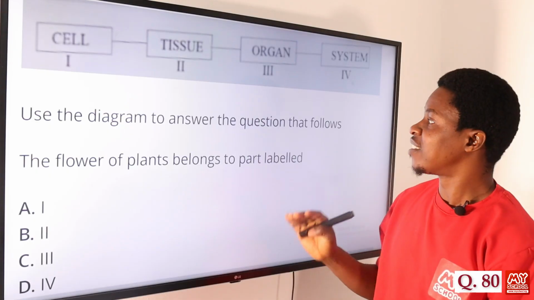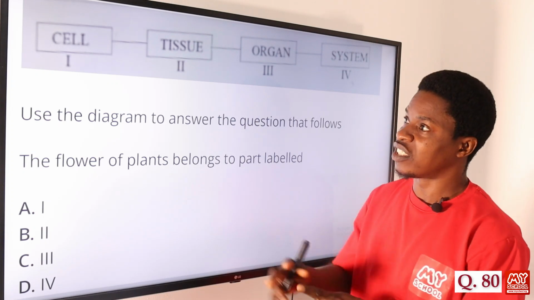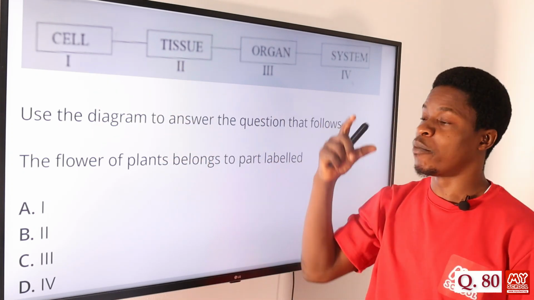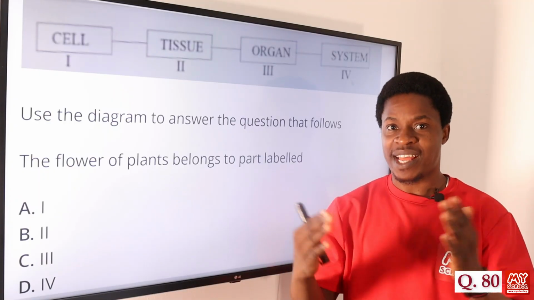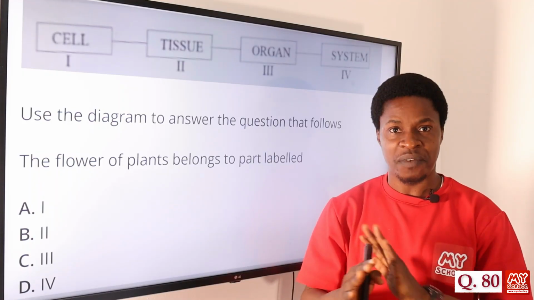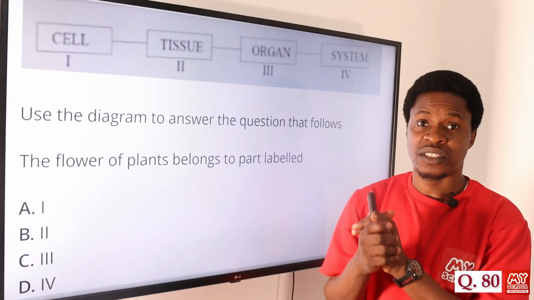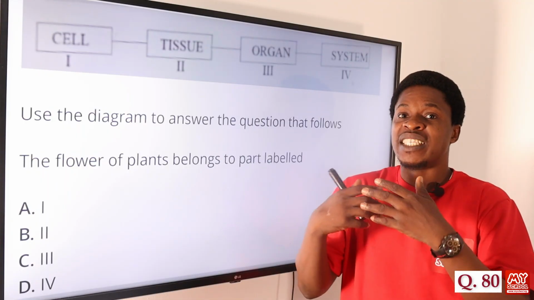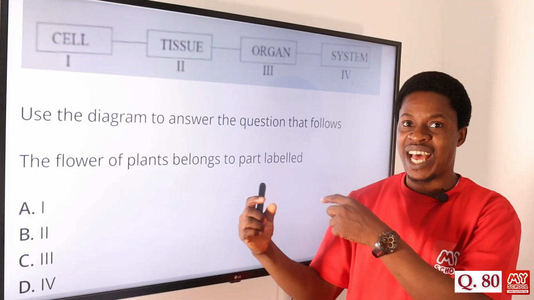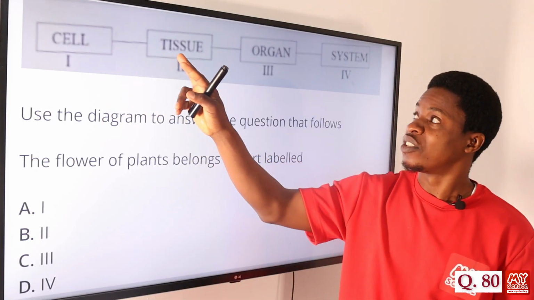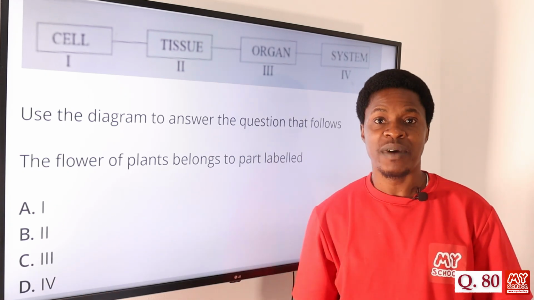So use the diagram to answer the question that follows. The flower of plants belongs to the part labeled what? Is it labeled 1, 2, 3, or 4? We must know that the flower is the reproductive organ of plants. Whether they are male or female, they are the flower. That's why we talk about pollination taking place there. So if the reproductive organ of plants is the flower, it means that the flower is actually an organ. It is not a cell, it is not tissue, it is an organ. So Roman figure 3. The correct answer here is option C, Roman figure 3.